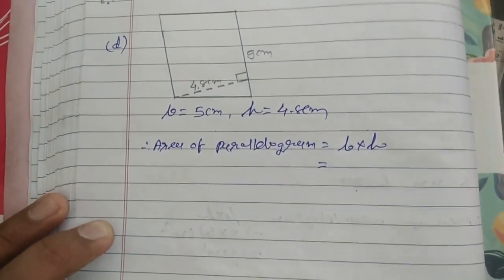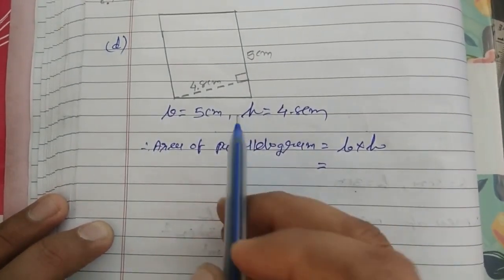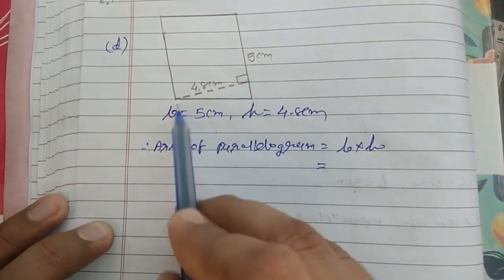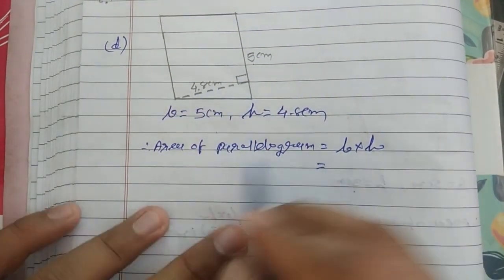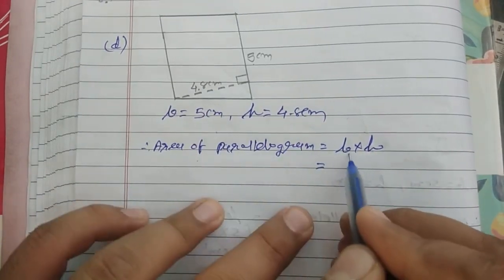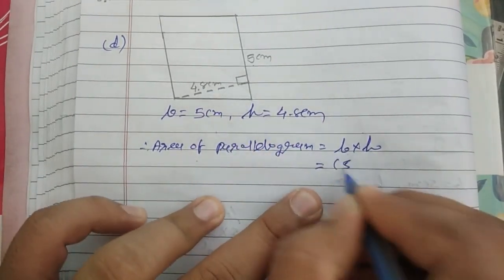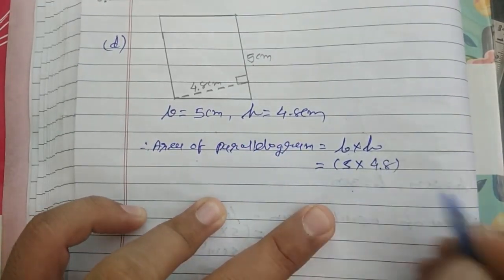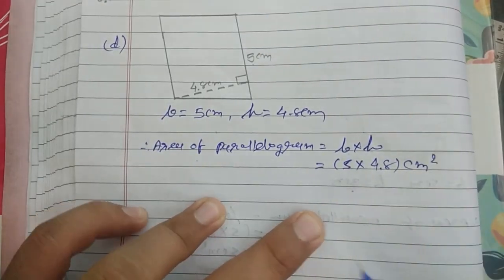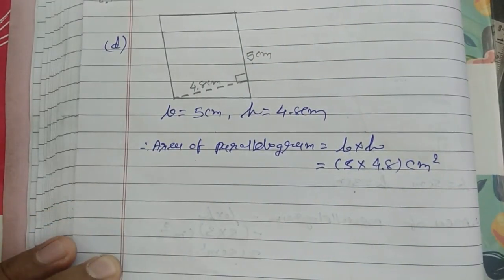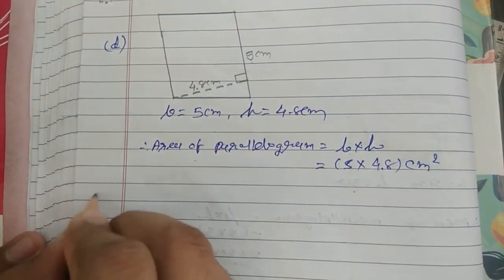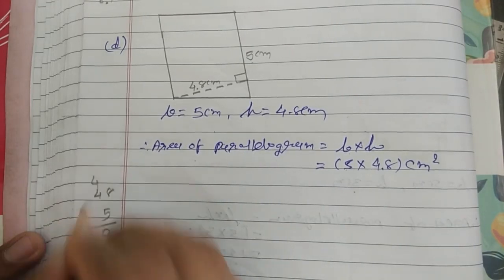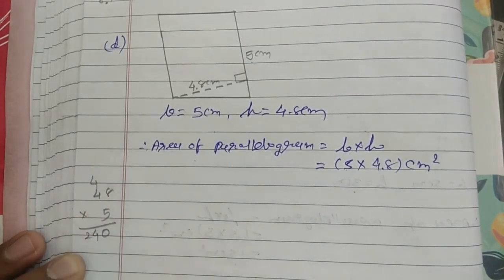Next, sum D. Here our base is the parallelogram side, 5 centimeter, and the height is this perpendicular, 4.8 centimeter. So therefore area of parallelogram is equal to base multiplied by height. Base is 5 centimeter, so 5 multiplied by height 4.8 centimeter, bracket close, and unit centimeter square. So here we will do the multiplication. So for 4.8 we will write 48 multiplied by 5. 8 5s are 40, 4 5s are 20 plus 4 is 24.